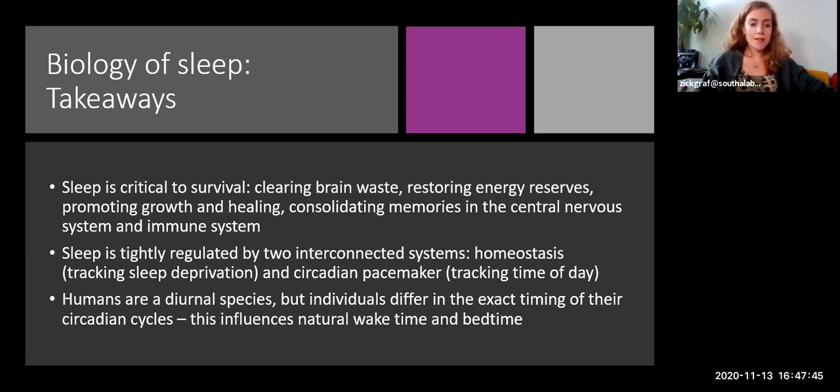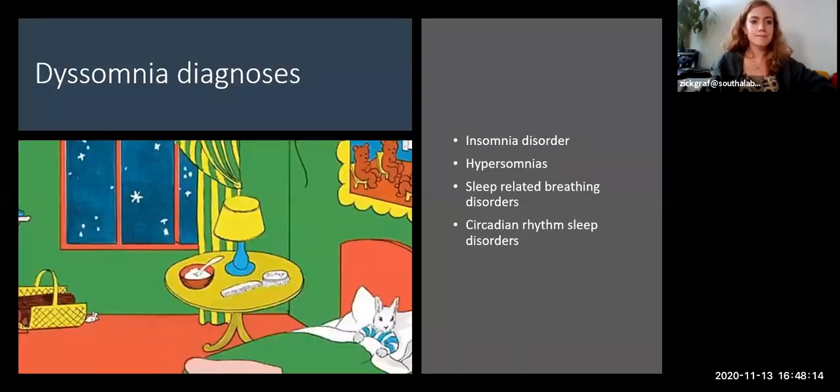So because humans are a diurnal species, all of us basically tend to be most awake and alert during daytime hours and most prepared to sleep during nighttime hours. But individuals differ in that exact timing. So how early in the morning or how close to sunup we start to experience arousal, and how close to sundown we start to experience the shift into sleep. And this influences the time that we naturally wake up and go to bed if we don't have any other social constraints on when we have to do that.